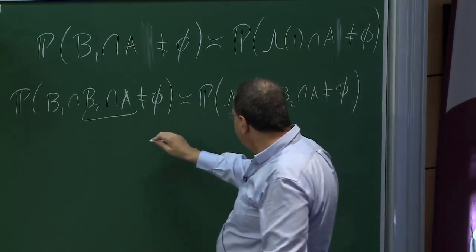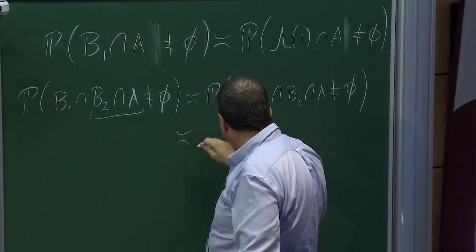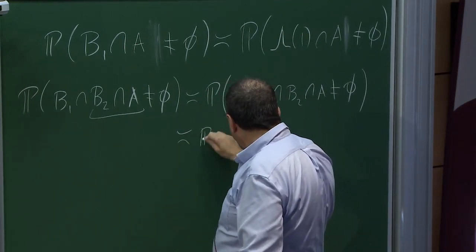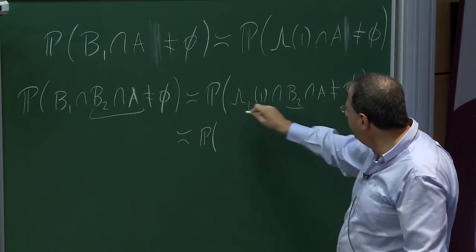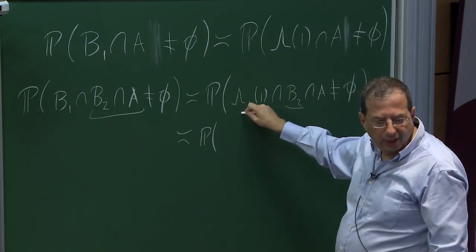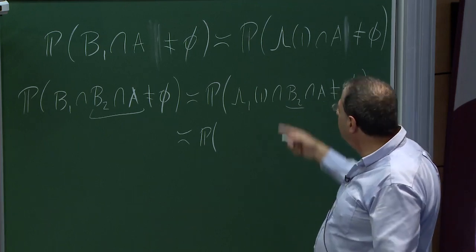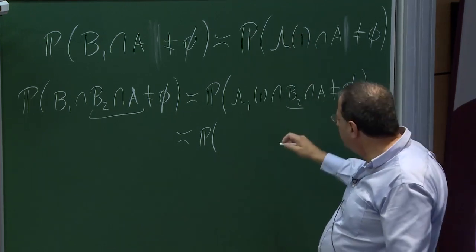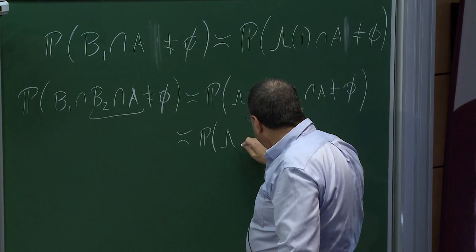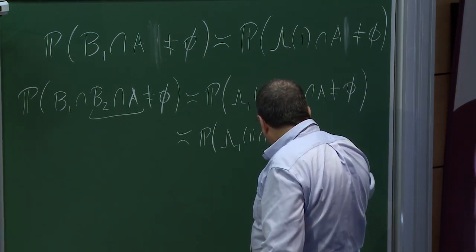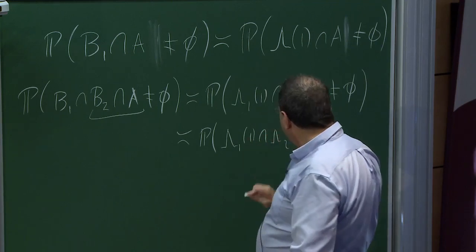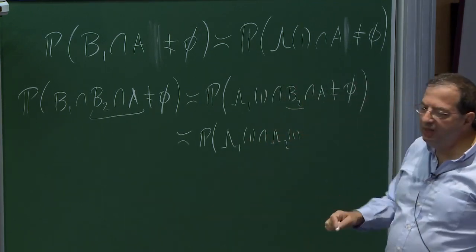And this is equivalent to the probability. So this is now B2 intersected with A and this set. So I can now use that same principle again to say this is equivalent to lambda 1 of 1 intersect lambda 2 of 1. So these are two independent copies of this random set lambda of 1.